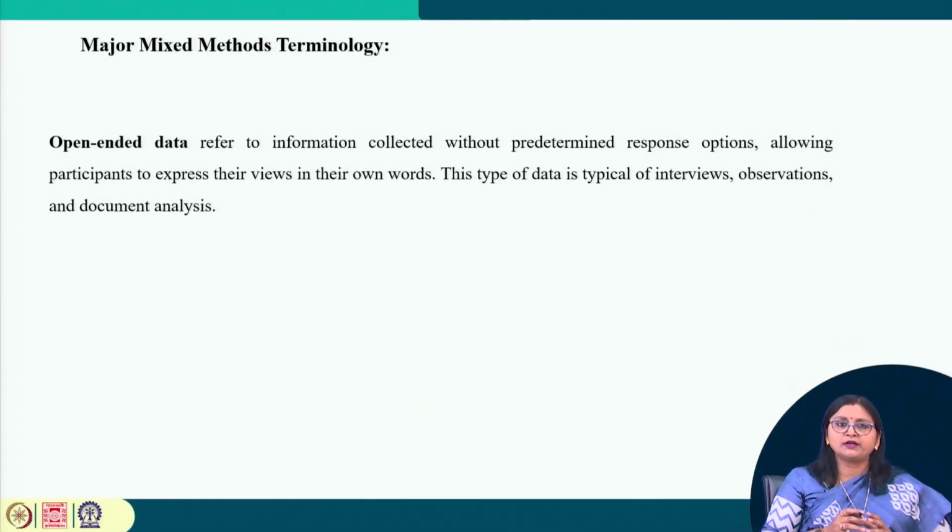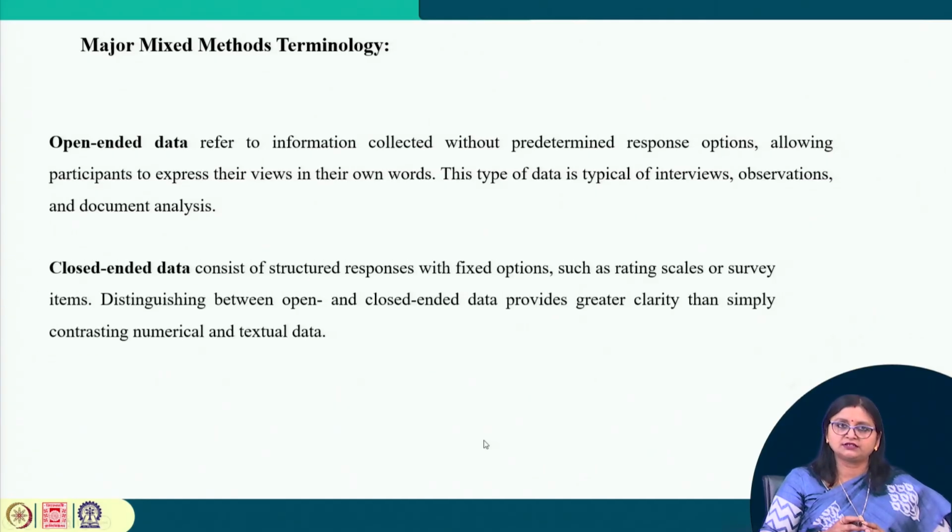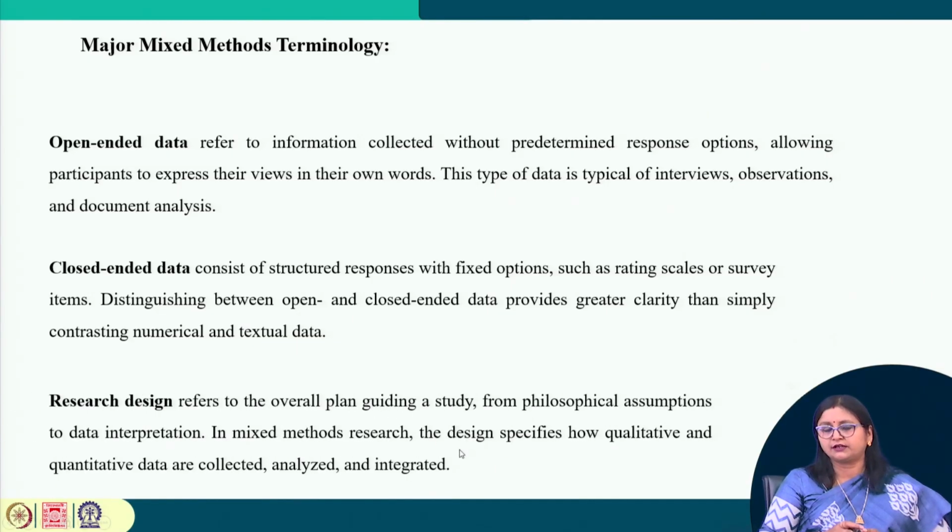The first one is open-ended data, which refers to the information collected without predetermined responses or options, allowing the participants to express their views in their own words. This type of data is typical of interviews, observation and document analysis. Then closed-ended data consists of structured responses with fixed options, which we call restricted response questions, such as rating scales or survey items. Distinguishing between open-ended and closed-ended data provides greater clarity than simply contrasting numerical and textual data.